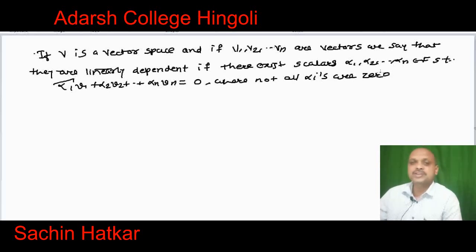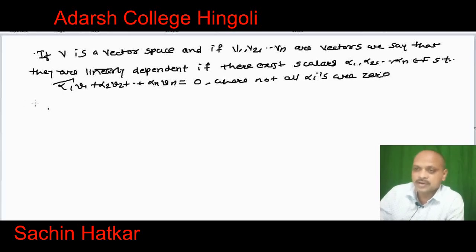The linear combination of vectors and scalars is zero, where not all the scalars are zero. It is possible that some scalars are zero, but when not all the scalars are zero and the linear combination of these vectors is zero, they are said to be linearly dependent. And if the linear combination is zero only if all the scalars are zero, then they are said to be linearly independent vectors.